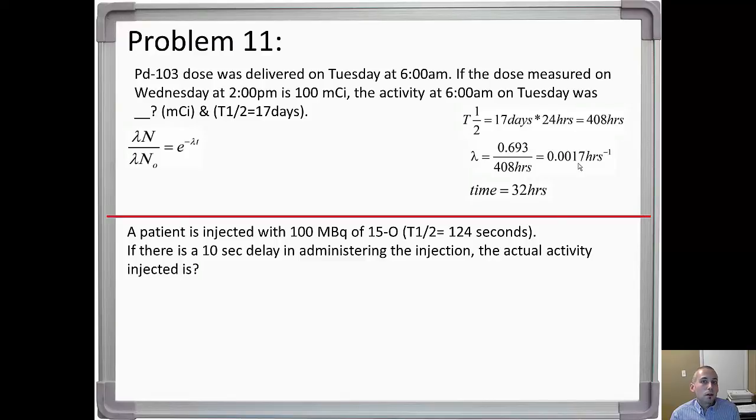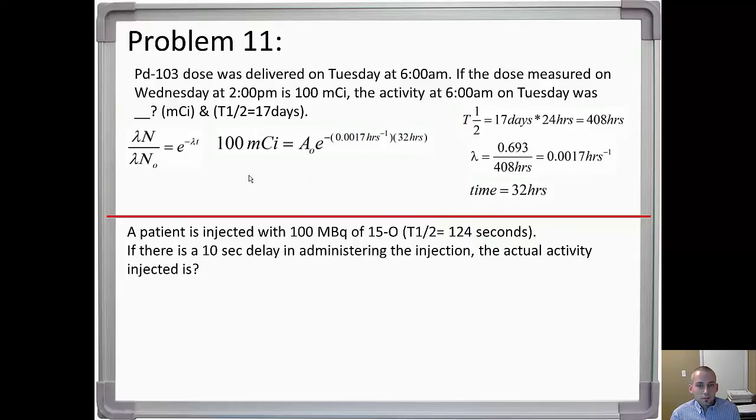Now my time difference from Tuesday at 6 a.m. to Wednesday at 2 p.m. is equal to 32 hours. So that's going to be my T. So now I can sub in my values to the formula.